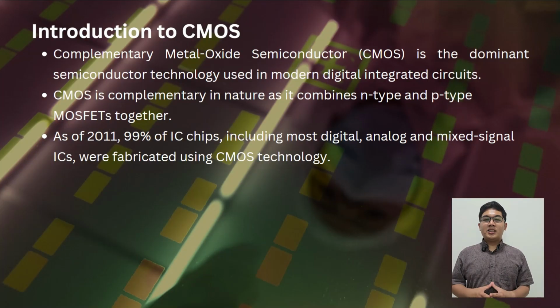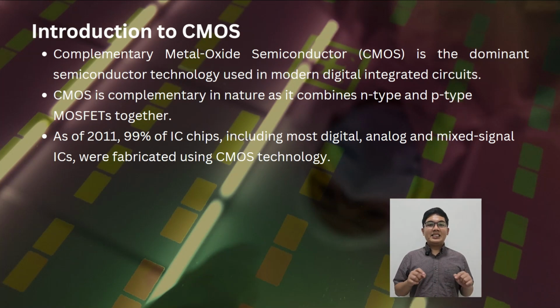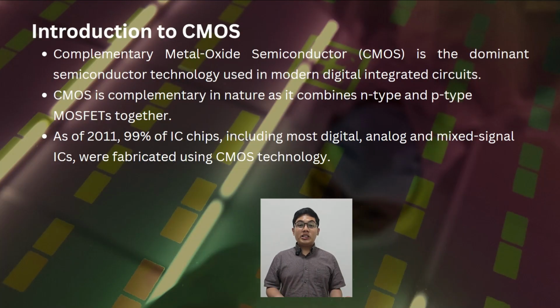Also known as the metal oxide semiconductor, it is a piece of technology that is in modern integrated circuits. CMOS in its name is actually complementary because it combines two pieces of Lego bricks called the N-type and P-type MOSFETs. As of 2011, 99% of IC chips were fabricated, including digital, analog and mixed signals, using CMOS technology.